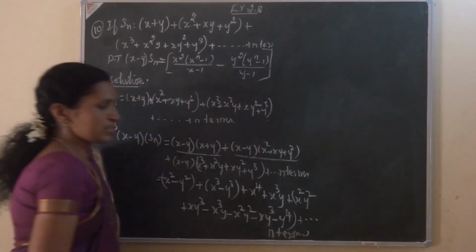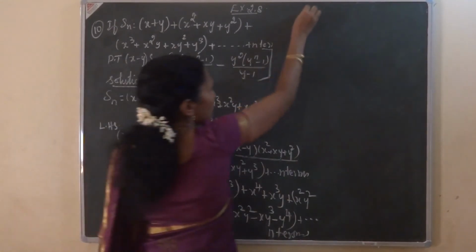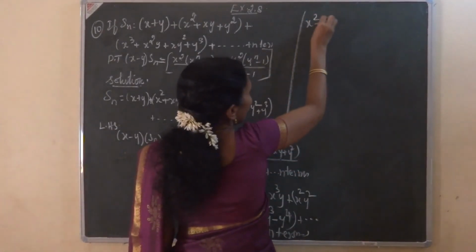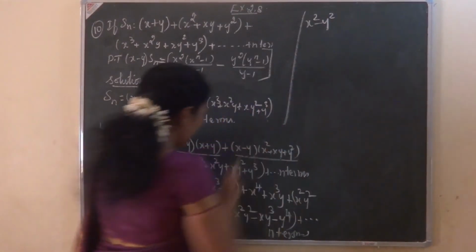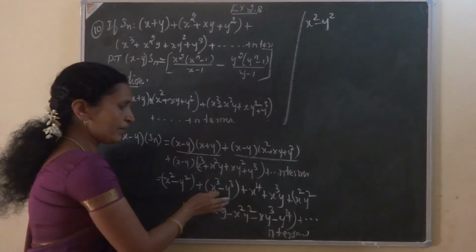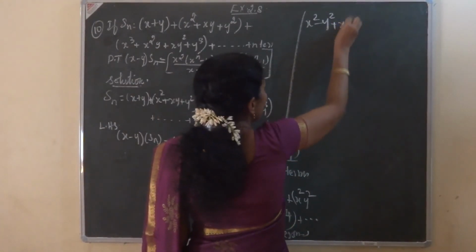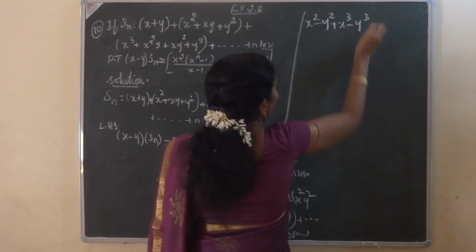Now listen, this one you can write the same: x square minus y square. Here plus, so when you multiply here, the same value only will come. So you can remove the bracket. Plus x cube minus y cube.